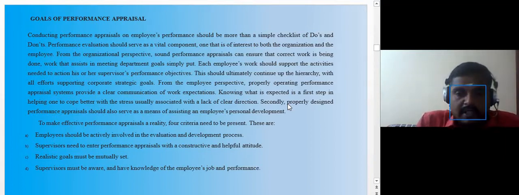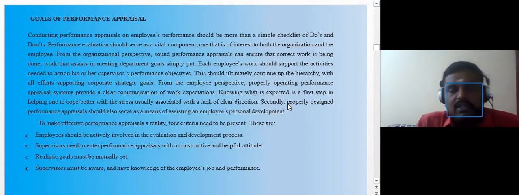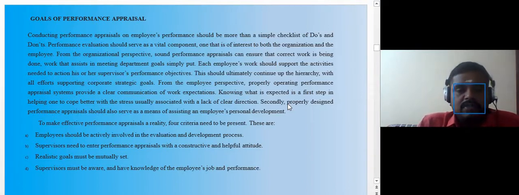Secondly, a properly designed performance appraisal should also serve as a means of assisting an employee's personal development. To make effective performance appraisal a reality, four criteria need to be present. These are: the employees should be actively involved in the evaluation and development process. Supervisors need to enter performance appraisal with a constructive and helpful attitude. Realistic goals must be mutually set. The supervisors must be aware of and have knowledge of the employee's job and performance.